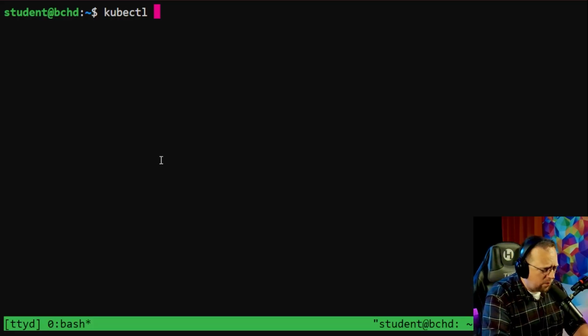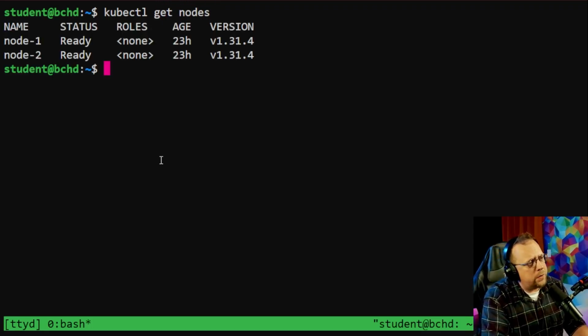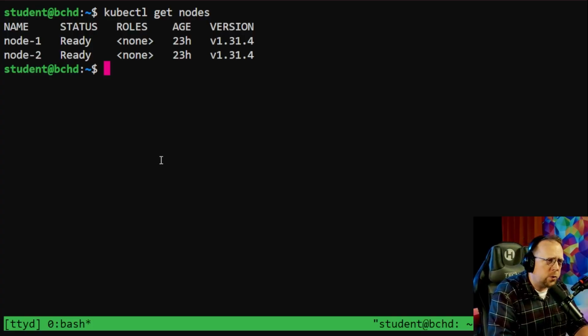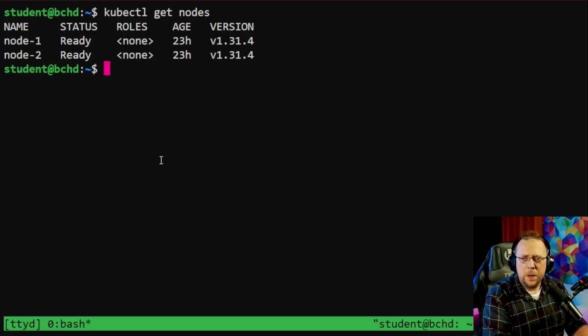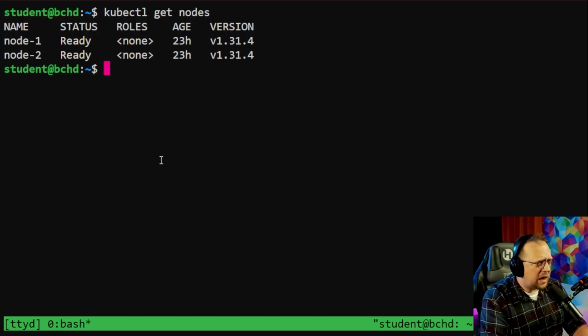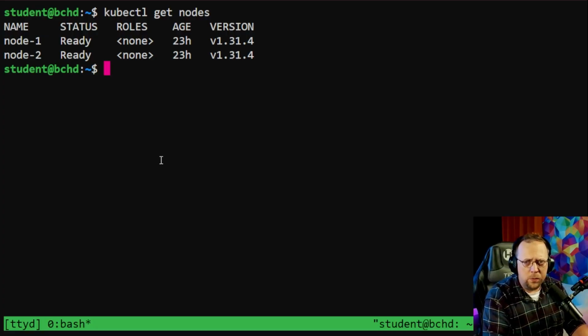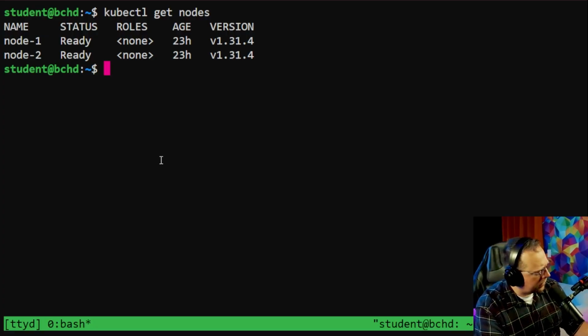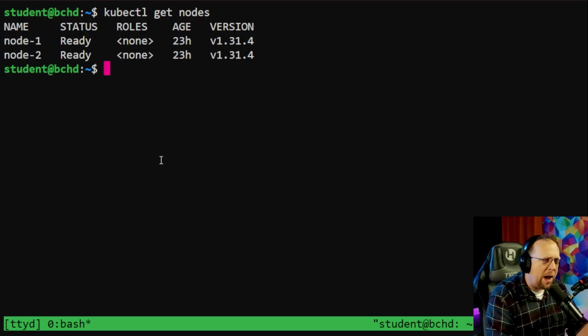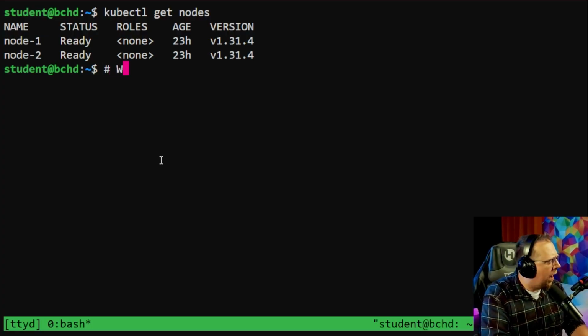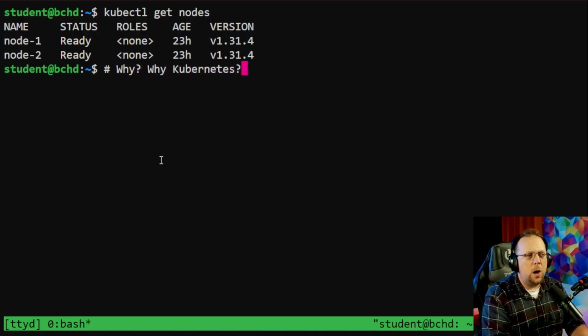But what we have in our environment today is two worker nodes, Node 1 and Node 2, which are in a ready position, running Kubernetes version 1.31.4. And so we're going to be working with a fairly recent version of Kubernetes, certainly something that you would find in production in many Kubernetes clusters around the world today. And one of the things that I want to get into as I'm thinking about this live is why? Why Kubernetes? What are we doing here? Why are we learning this?